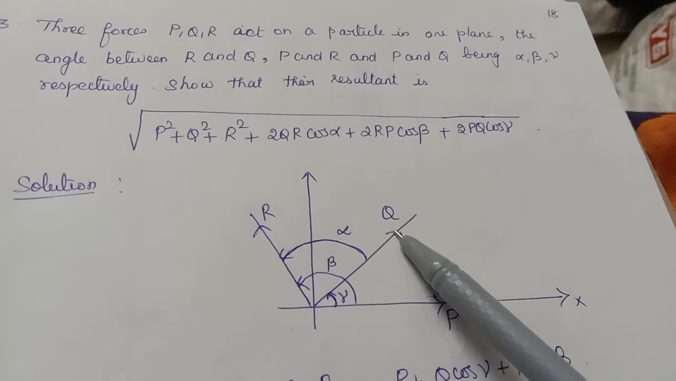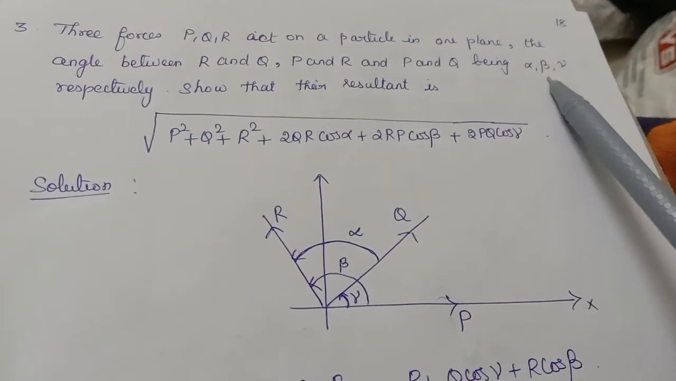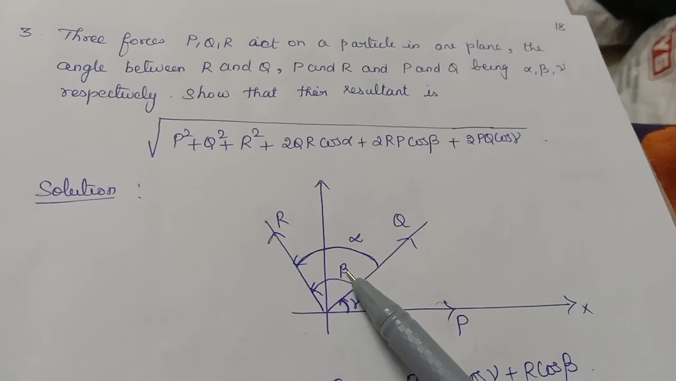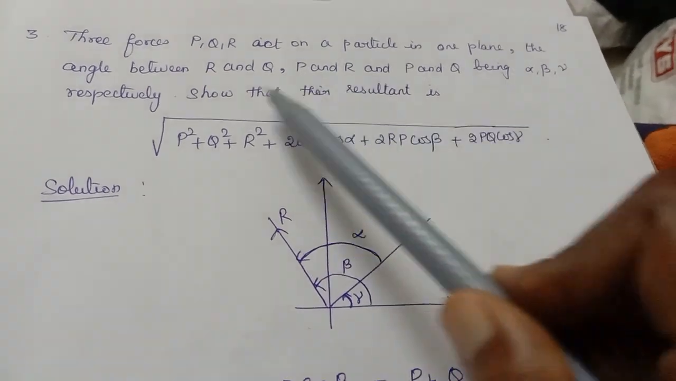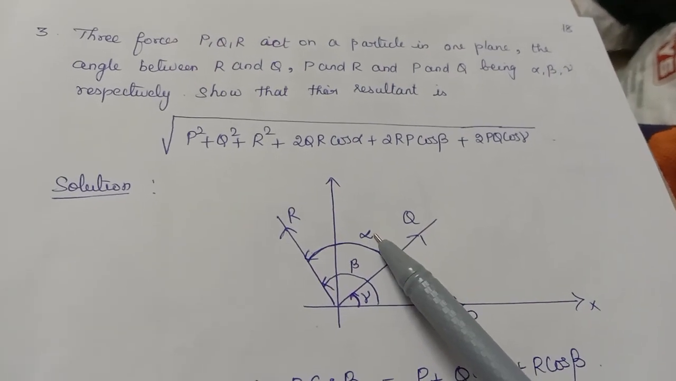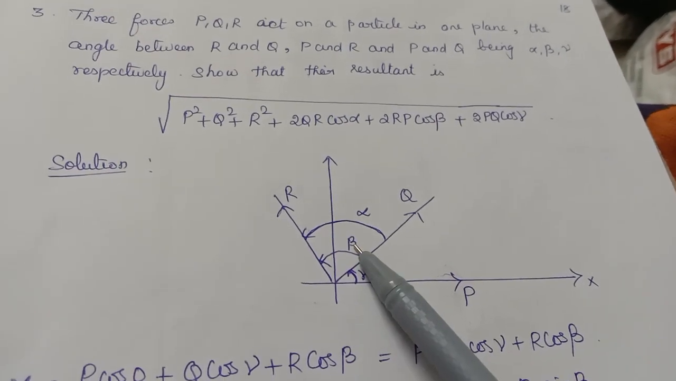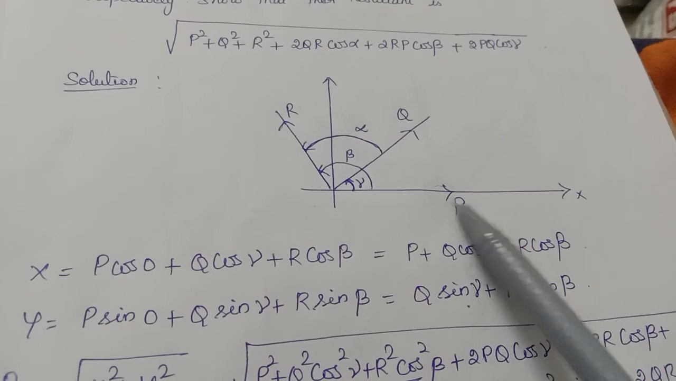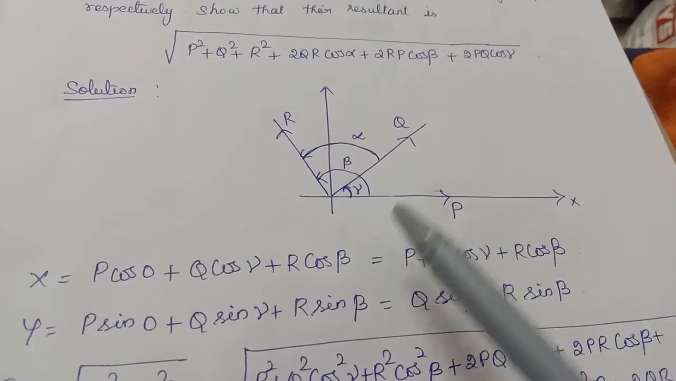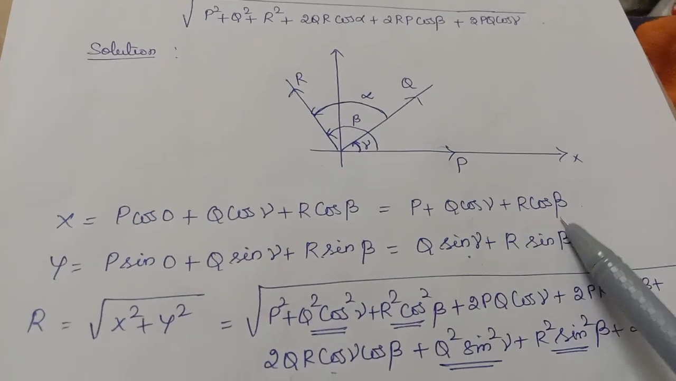Okay, another force is R. So how much angle R makes with P? P and R. What is that? Beta. So I am drawing this R and it is making an angle beta with P. Okay, one more angle is given, alpha, which is the angle between R and Q. R and Q angle alpha, but it is not required for me for finding the components. So I am not going to touch this alpha. Only with this gamma and beta I am going to write. So horizontal component P cos 0 plus Q cos gamma plus R cos beta. So this is P plus Q cos gamma plus R cos beta.